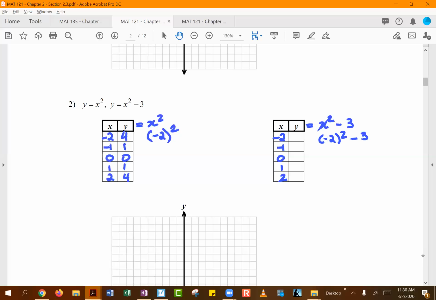Do you have those values? I do. Yeah, what do you got? I got 1, -2, -3, -2, and 1. Yeah, so again, you will see those values repeating for -2 and +2.